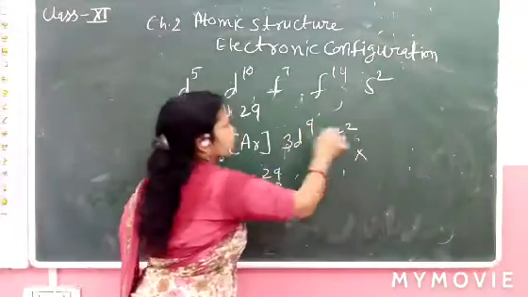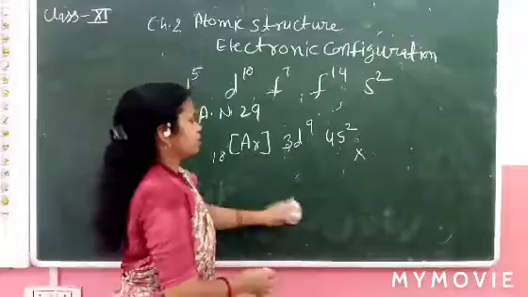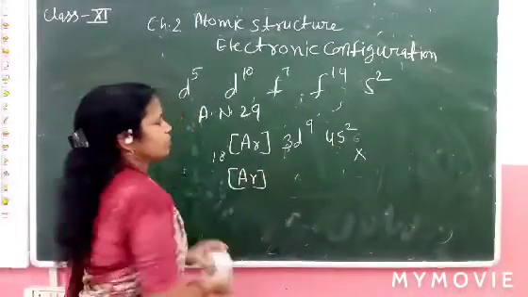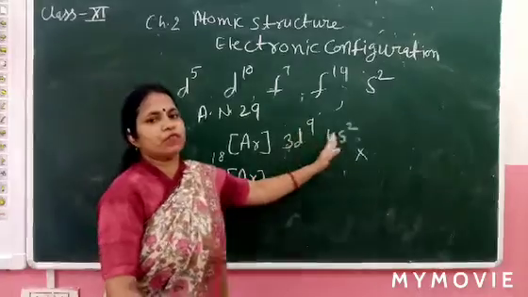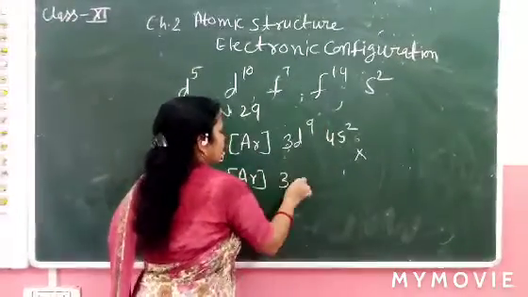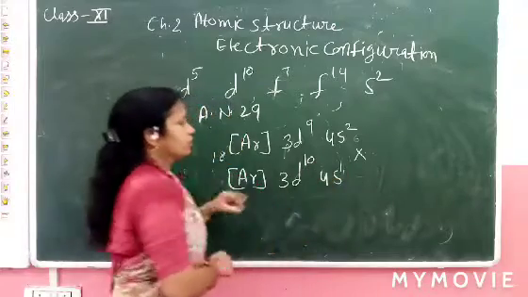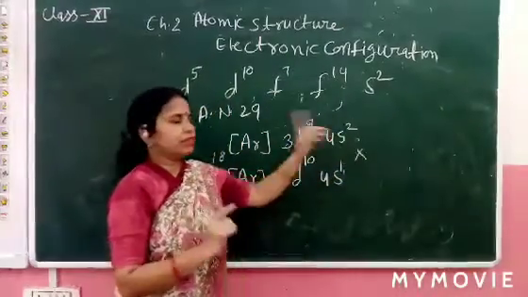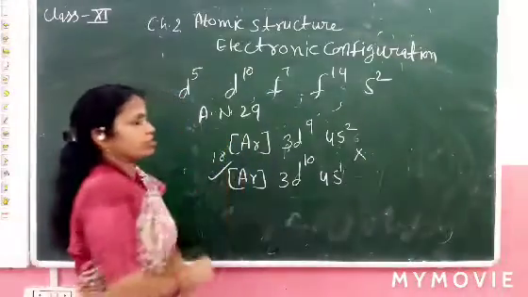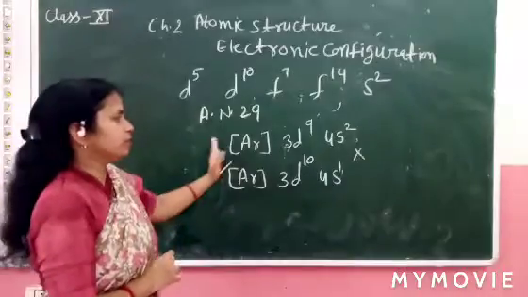This is also wrong. So how to write this configuration? Let's say argon. The energy difference between 3d and 4s is not much, so an electron jumps there to become stable. 3d10, 4s1. 9 plus 2 is 11 and 10 plus 1 is also 11, but it is the right configuration. So now you solve like this.